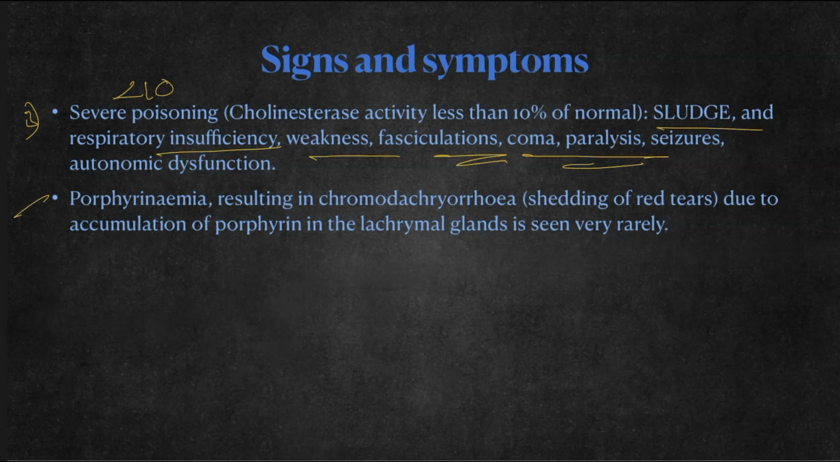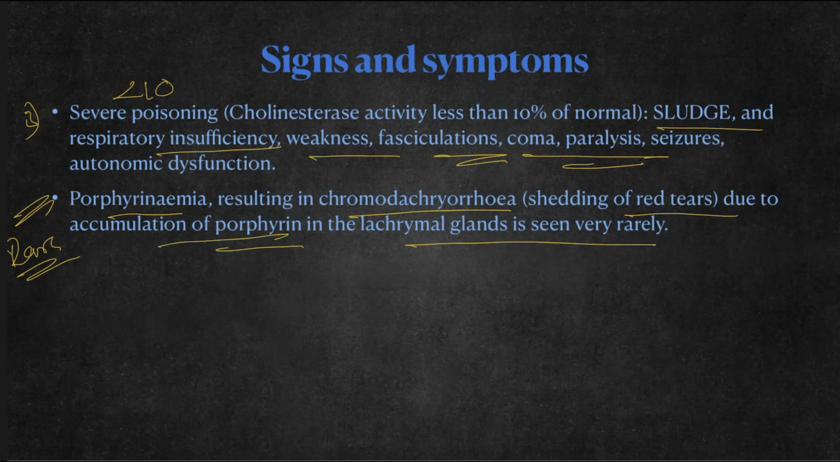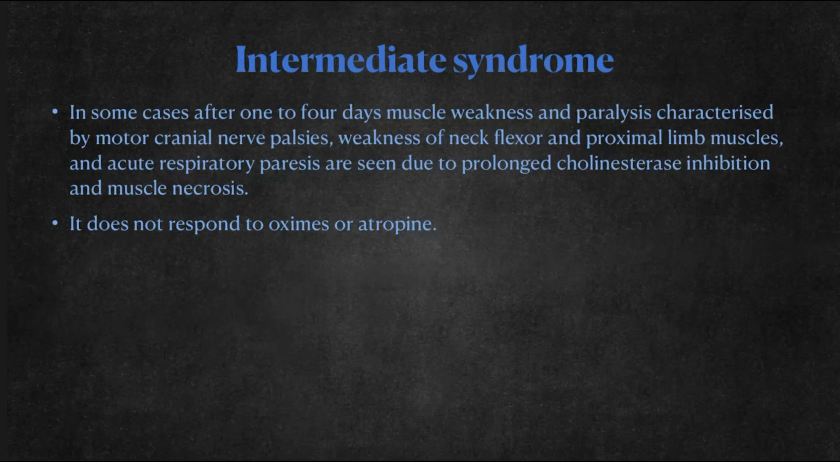In rare cases, there is chromodacryorrhea, where there is shedding of red tears caused by accumulation of porphyrin in the lacrimal glands, which is secreted by the lacrimal glands.